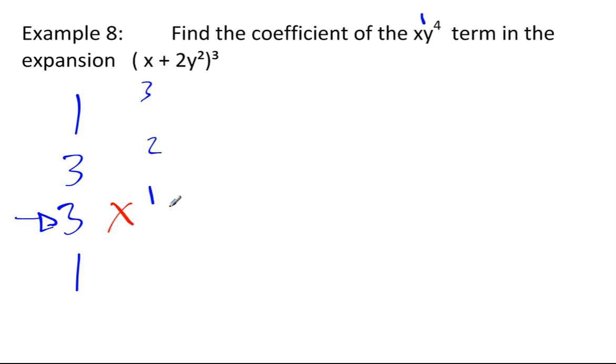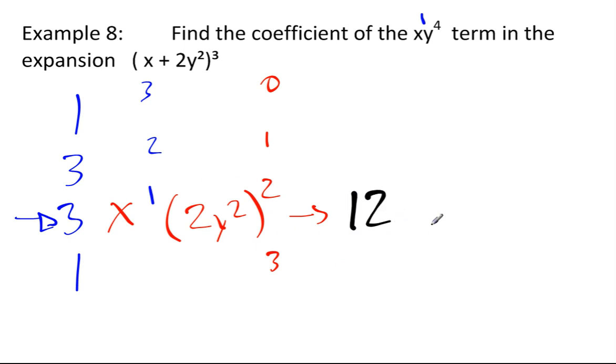So we're going to have our x there, 2y squared. What power is that going to be? Well, 3, 2, 1, 0. So we got 2 squared is 4 times 3 is going to make 12. X, and then y squared squared is going to be y to the 4th. But it doesn't care, it just wants the coefficient, which is our 12.